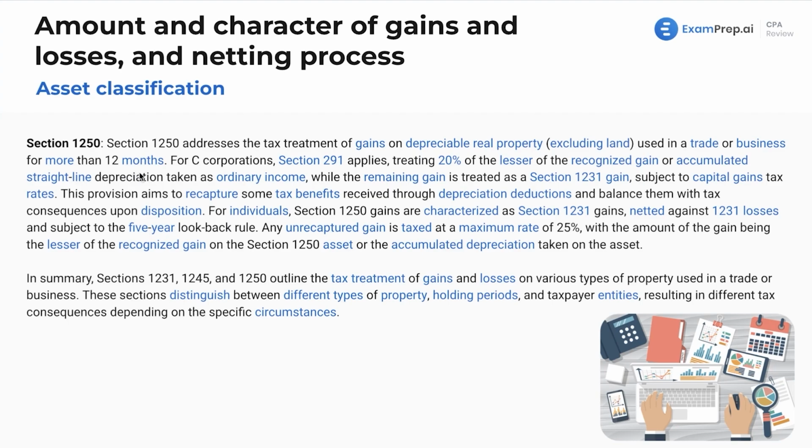So yeah, just a lot of different criteria that you need to memorize. Again, it's like a decision tree. You got to run through. Does it check this box off? Okay, cool. Does it check off all the boxes? It may be a 1250. For C corporations, Section 291 applies, treating 20% of the lesser of the recognized gain or accumulated straight line depreciation taken as ordinary income, while the remaining gain is treated as a Section 1231 gain, subject to capital gains tax rates. This provision aims to recapture some tax benefits received through depreciation deductions and balance them with tax consequences upon disposition.